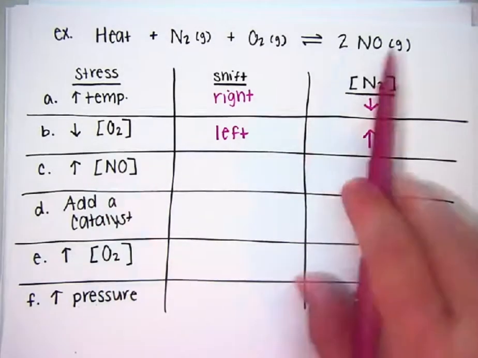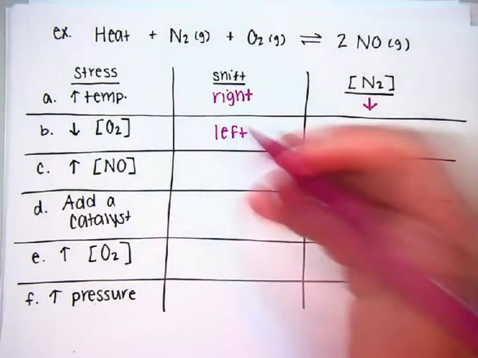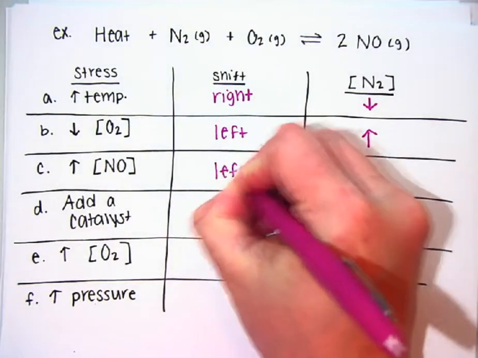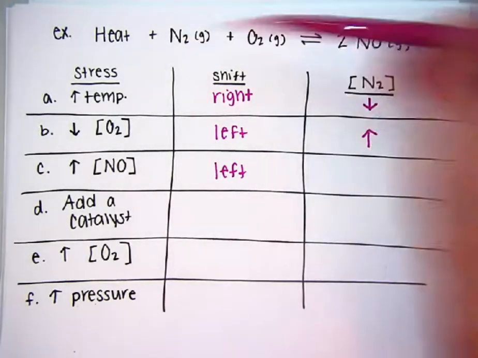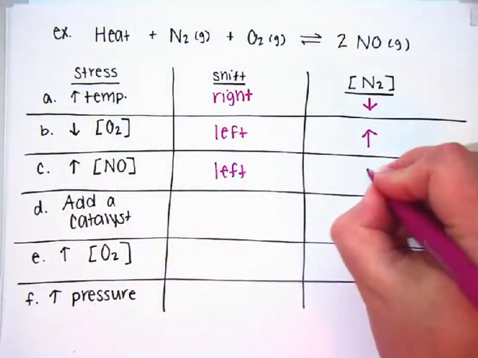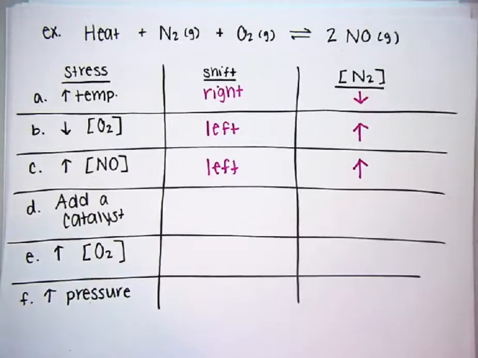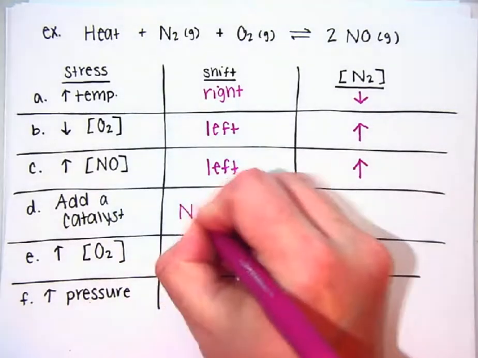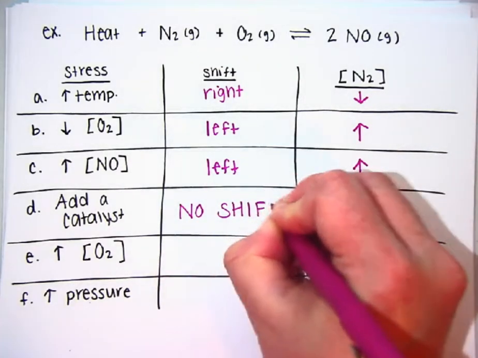All right, if I add, it shifts away. It's going to shift left. Again, if I'm favoring the reverse reaction, it's going left. The products are breaking down, you're making more reactants, concentration of nitrogen will increase. Adding a catalyst. Trick question. No shift in equilibrium.